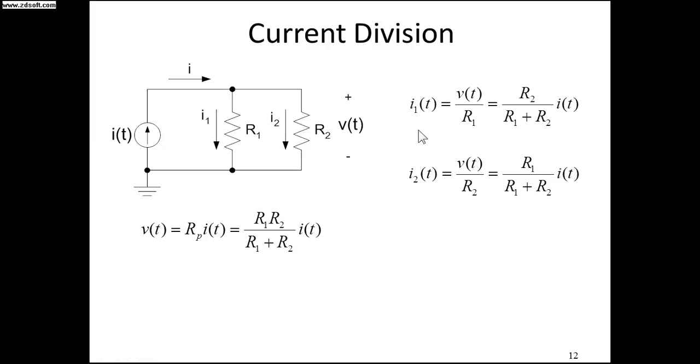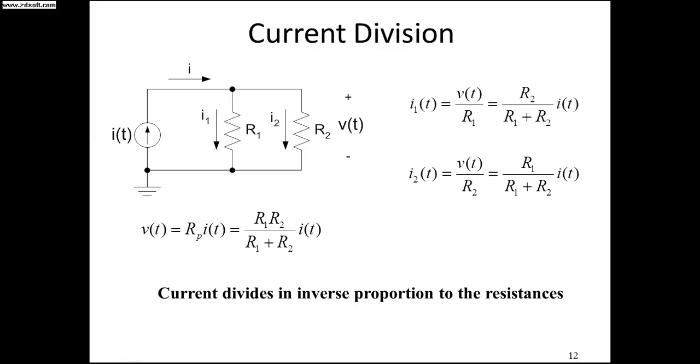Now here you can observe the current is inversely proportional to the resistance. So the current in one resistor depends upon the current in the opposite branch divided by the equivalent resistance. So current divides inversely proportional to the resistances.